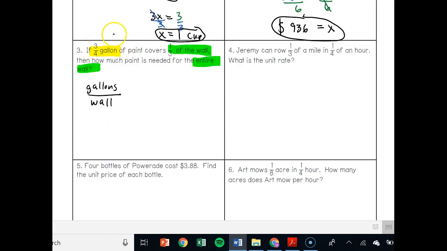If 3/4 of a gallon, you could say that's 0.75, or we could just put that as a fraction, over 1/3 of a wall is equal to, I don't know how many gallons are needed, x over an entire wall. Well, that'd be just 1 or 3/3 or whatever you want to call it. I'm going to put 3/3, right? The entire wall is 3/3. You can just simply say that's 1.